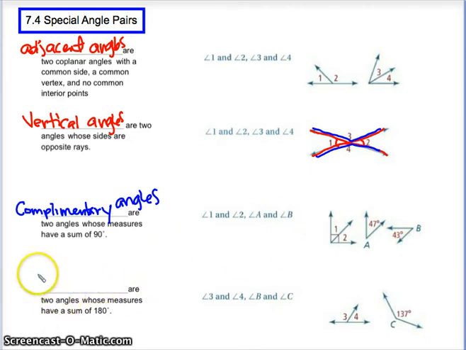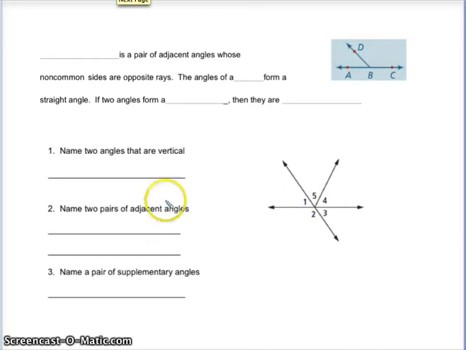Our next set are supplementary angles. Supplementary angles are two angles whose sums add up to 180 degrees. So over here you've got a picture of some supplementary angles. And if I added an angle over here, this angle B would have to add up to 180 with angle C. Alright, let's put this into practice a little bit.